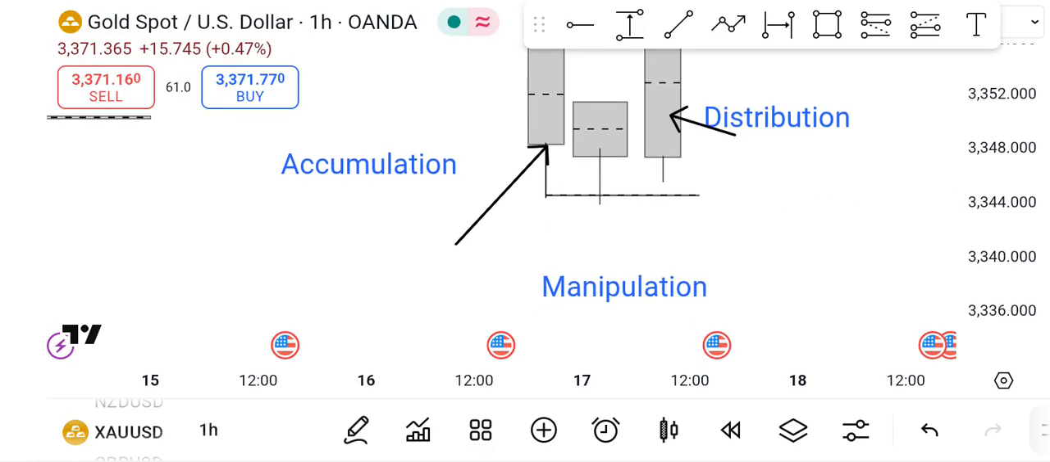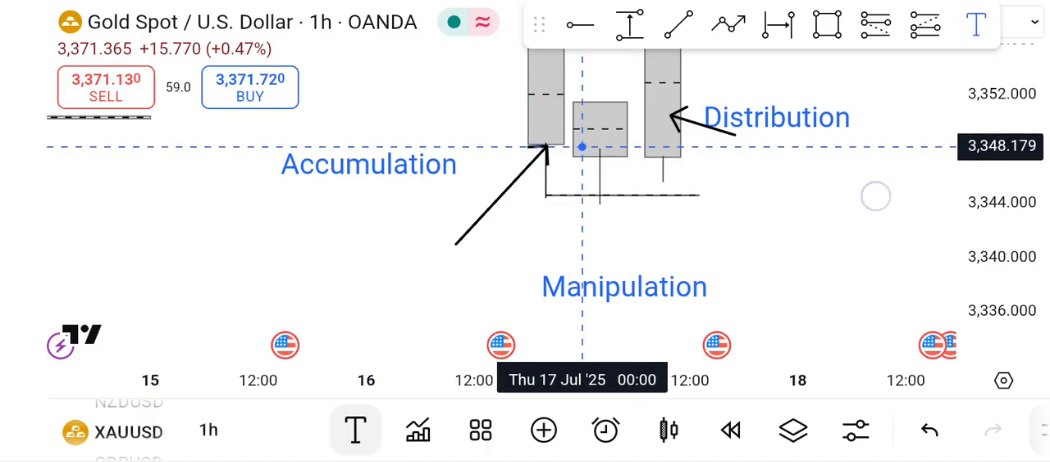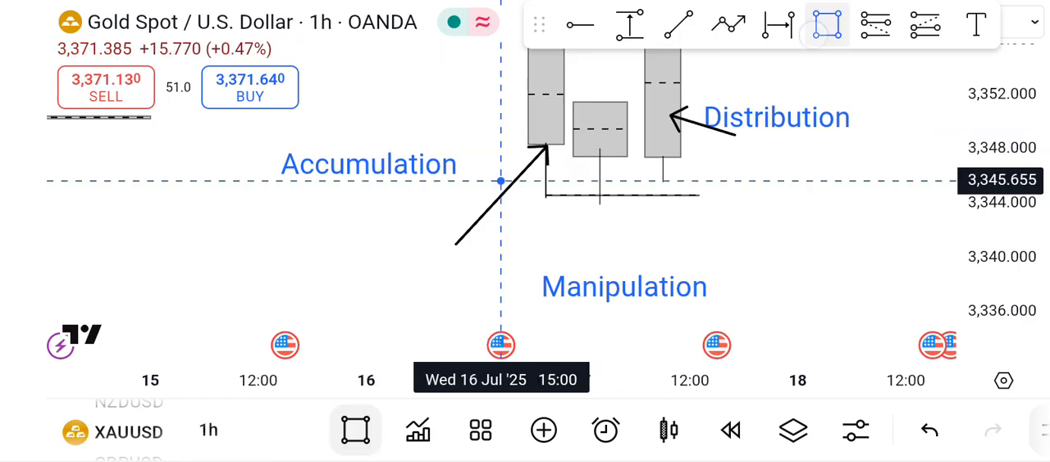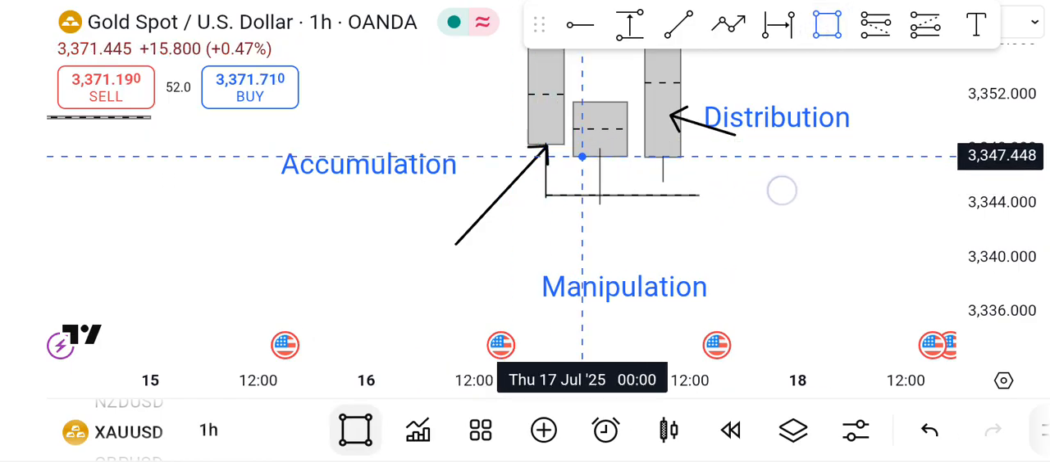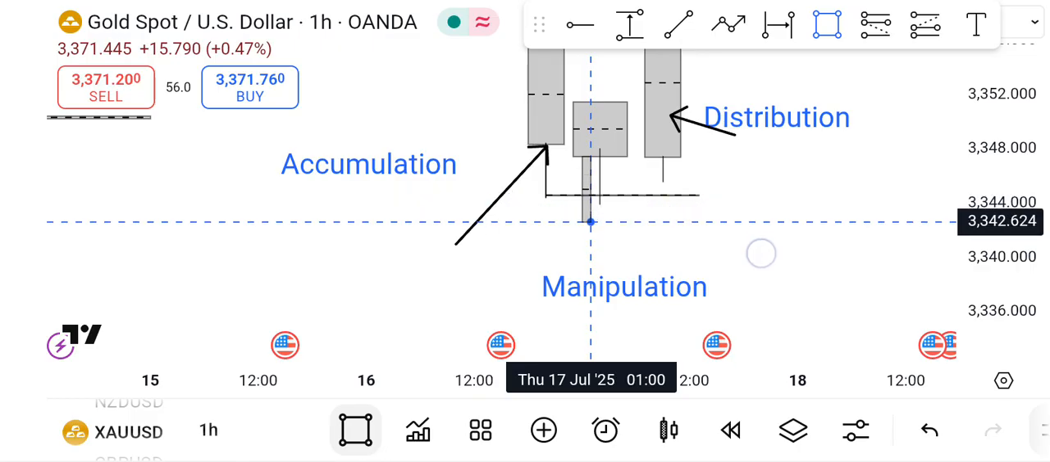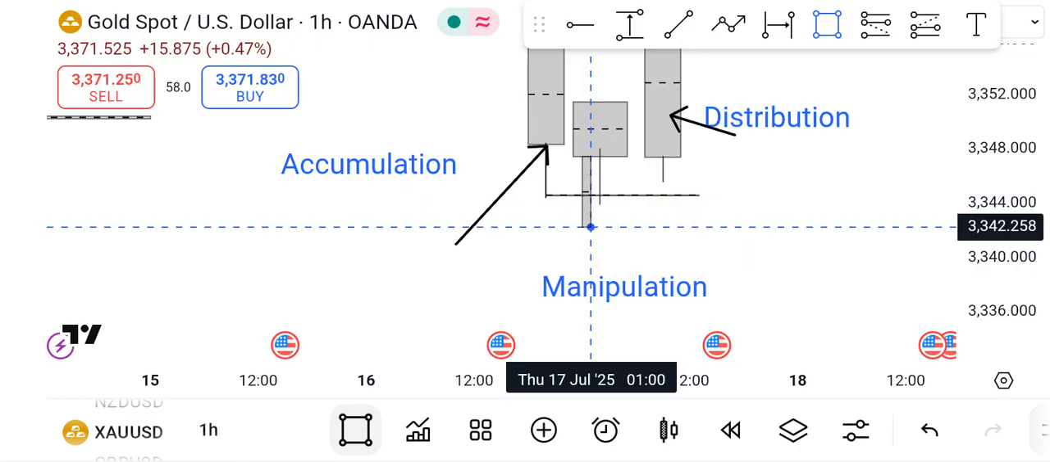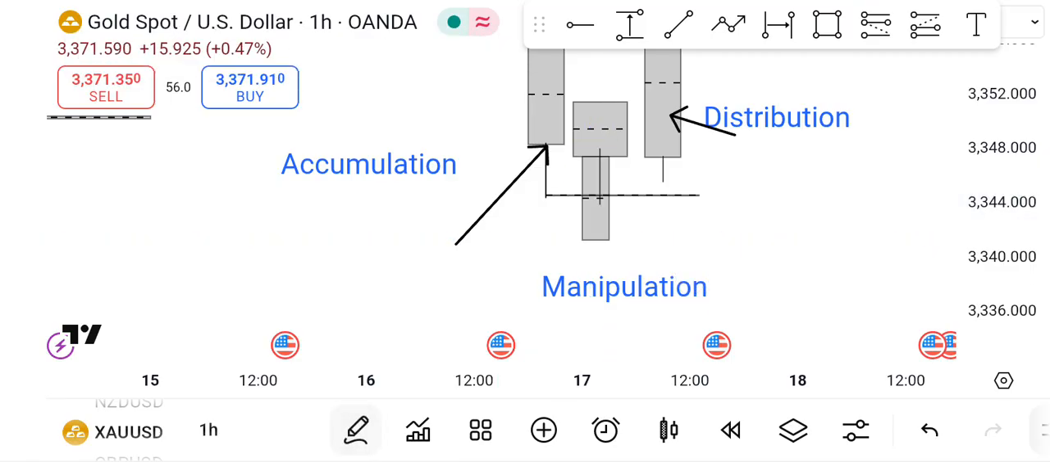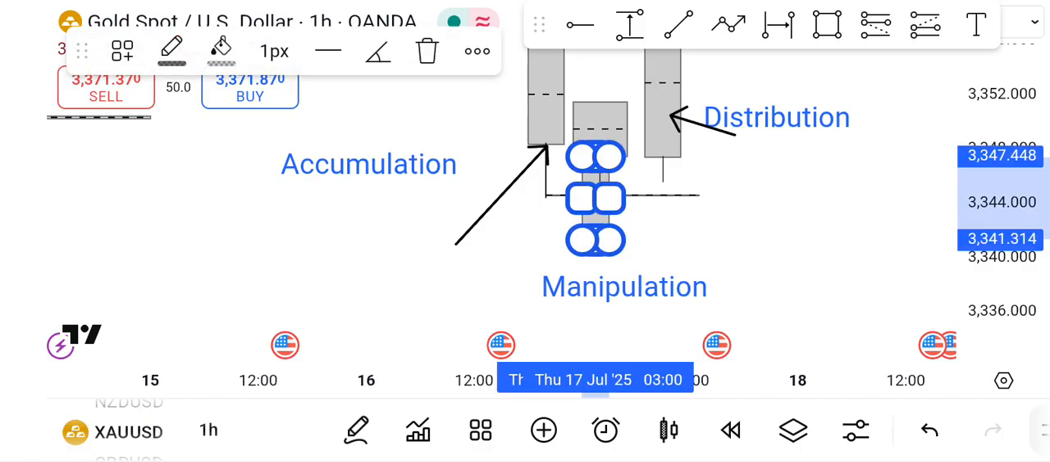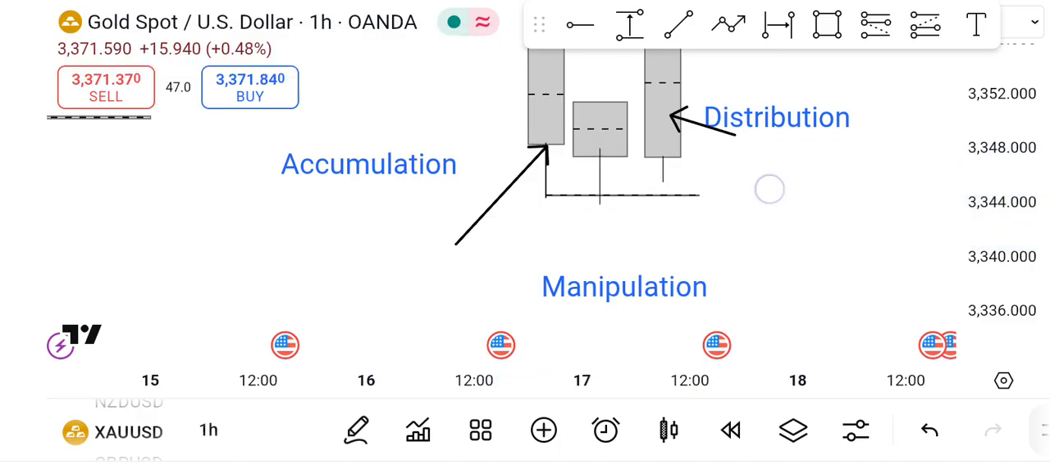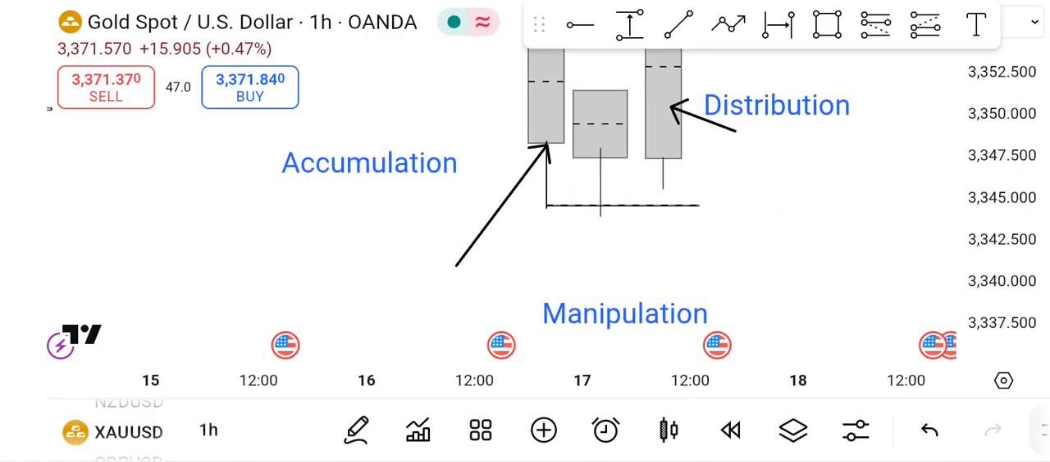I repeat, when the manipulation candle closes above or below the accumulation candle, like this one, that trade is invalid, and it means the market is continuing with the trend. So guys, that is all about the candle formation of the CRT.